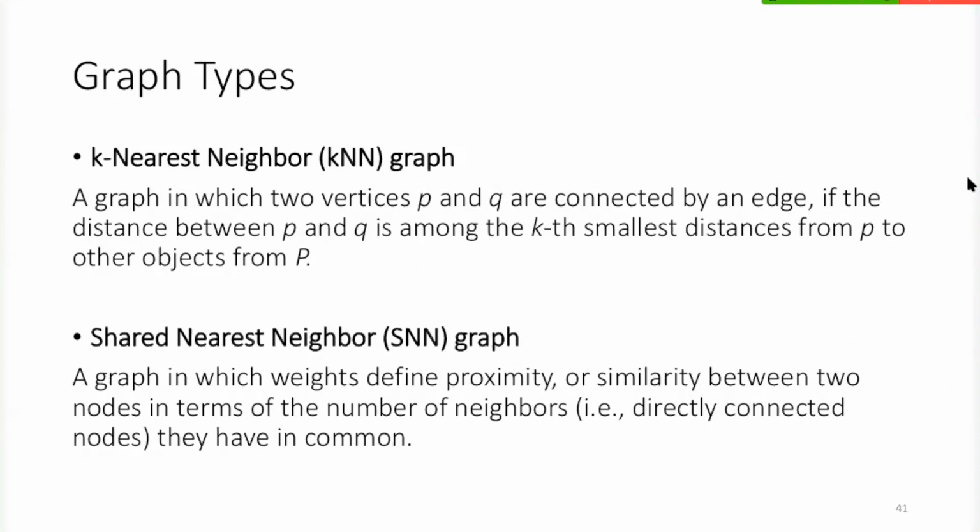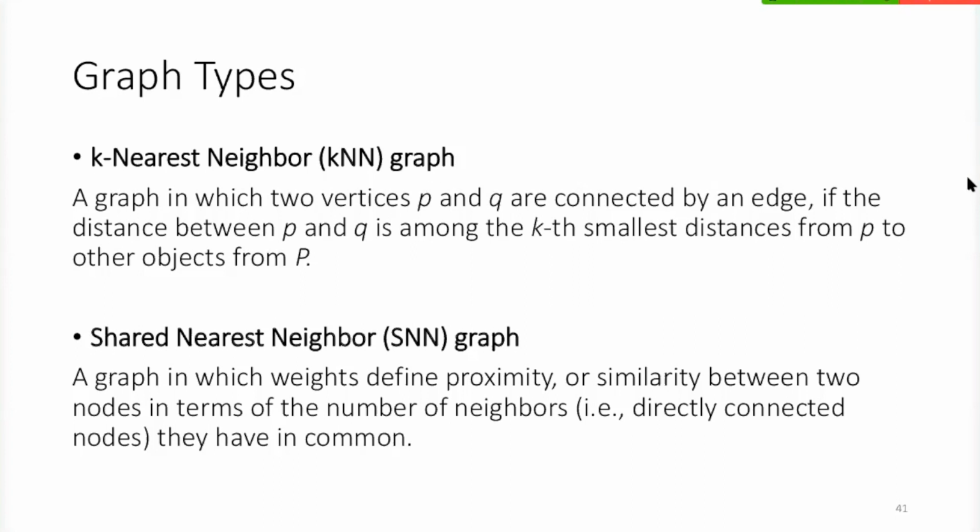In the single cell field, there are mainly two types of graphs that people talk about: the k nearest neighbor and the shared nearest neighbor. They are very similar, but still different. In the k nearest neighbor graph, two points are connected if, let's say I connect P to Q, Q is among the k smallest distances to P. So I calculate all the pairwise distances, and if k is 30, I take the closest 30 points and connect them to the cell that I started from.